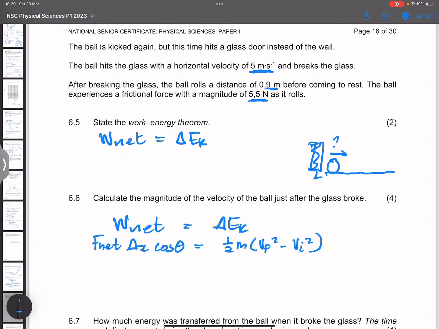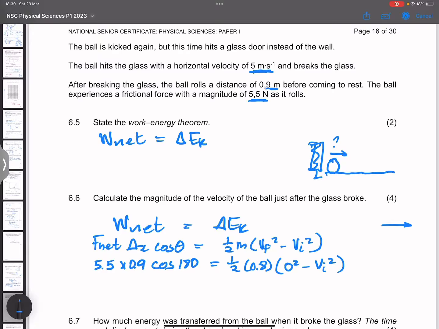Okay, right. So this would be 5.5 times 0.9 times the cos of the angle. Now, please note, guys, this would be cos of the angle. Remember I said, it's the angle between the direction of motion and the force in question. Friction opposes motion, so this would be cos of 180. So this would be half of 0.8. Our final velocity is 0. Our initial velocity is what we are looking for.